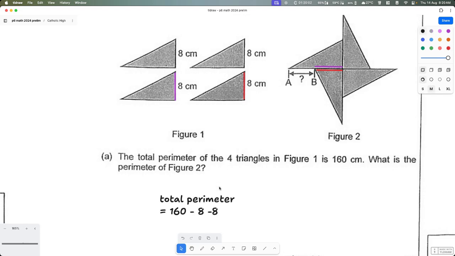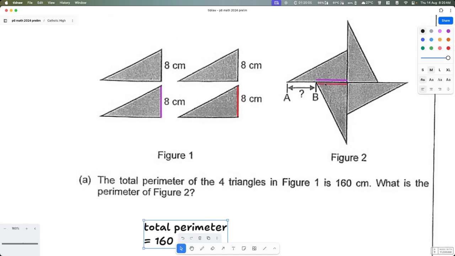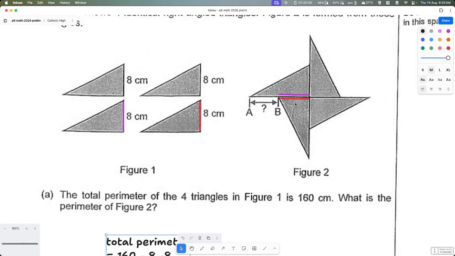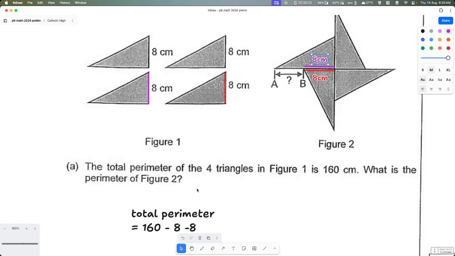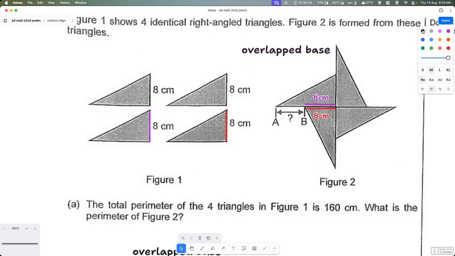So we have overlapped this thing over here. So this is also 8 centimeters in this case. So 8, I'm going to put this as red, and then we have 8 centimeters also here as purple. That's what I see over here. So we have overlapped, this is base and height. Overlap base, that's what I see over here. Or height, overlapped height here.